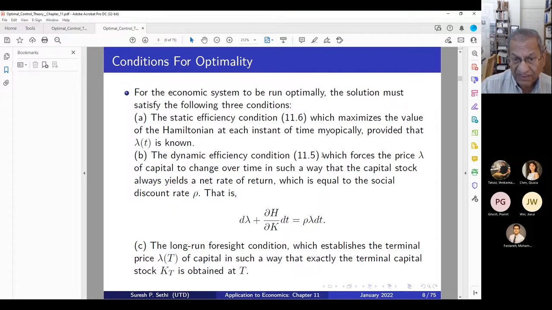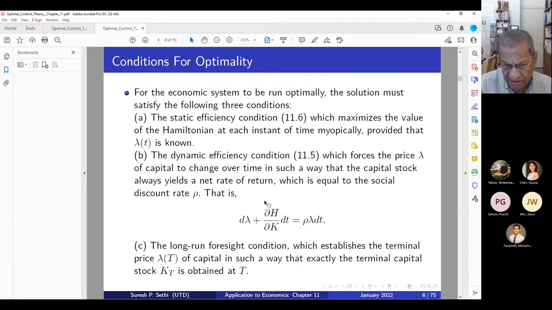The dynamic efficiency condition says how the lambda should change. It should change in such a way that the capital stock always earns a net return equal to the discount rate, rho. So if lambda is the value of a unit of capital, then rho times lambda is what you want to earn in the dt amount of time. In the dt amount of time, you get a capital gain on lambda, because the unit that you have will increase in price. The price will be lambda plus d lambda. So d lambda is your capital gain. And this is the production value.